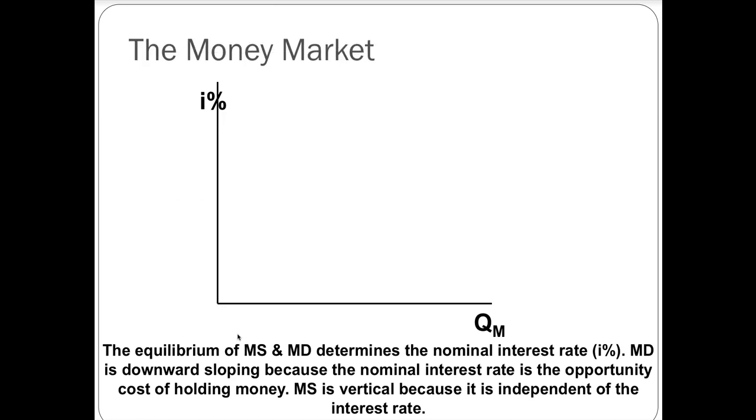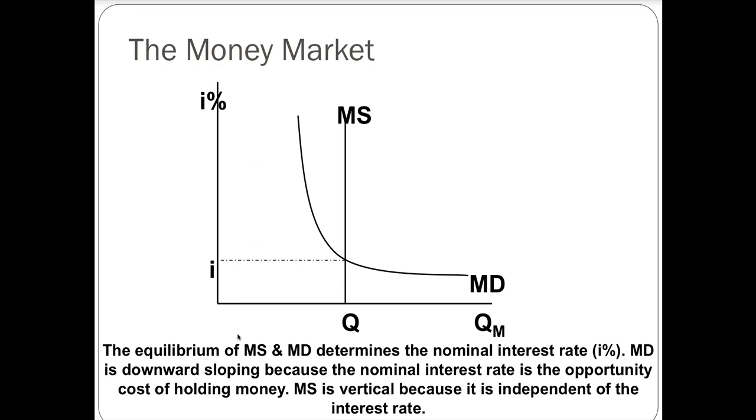So let's look at our graph for today, which is the money market. With the money market, you're going to have the nominal interest rate on your y-axis. You're going to have the quantity of money on your x-axis. You're going to have money demand, which is going to be downward sloping as you go left to right. You're going to have money supply, which is going to be vertical. And where money demand and money supply intersect, you're going to have an equilibrium nominal interest rate. You're also going to have an equilibrium quantity of money.